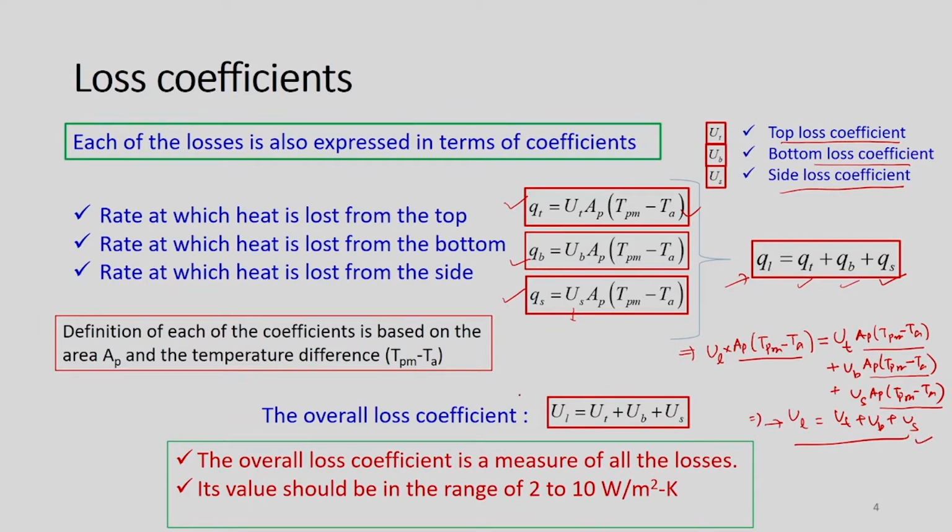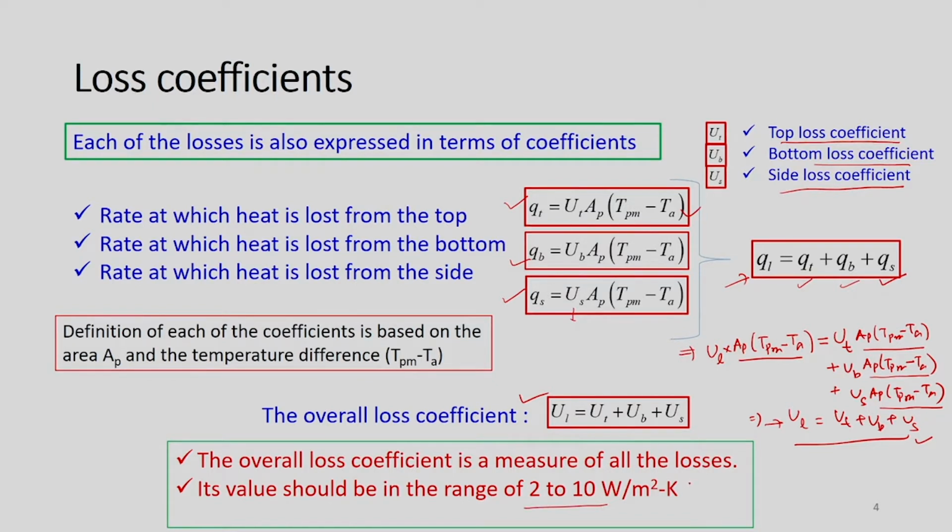What we have written here is nothing but the overall loss coefficient, right. This is a very, very important parameter to measure all the losses, and each value should be in the range of 2 to 10 watt per meter square per Kelvin.